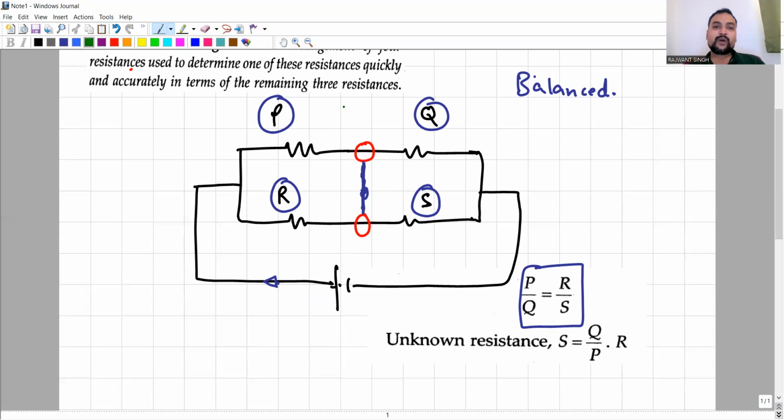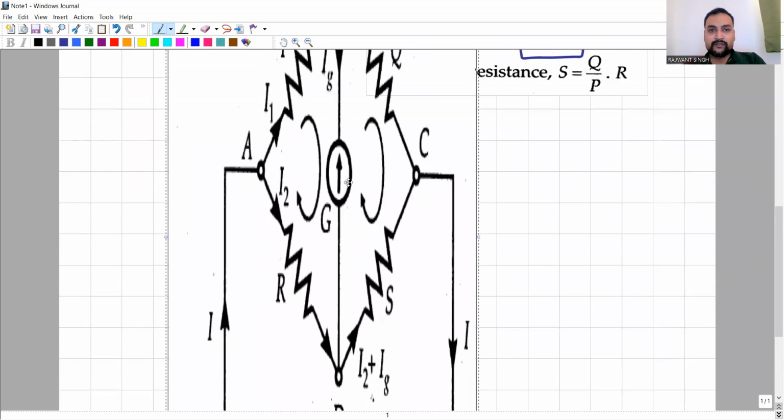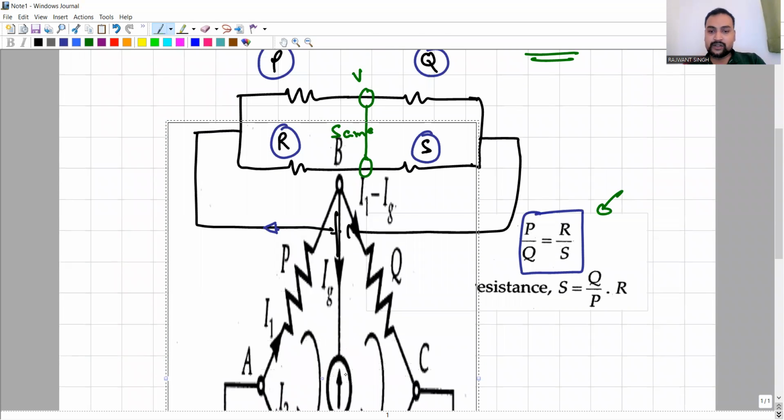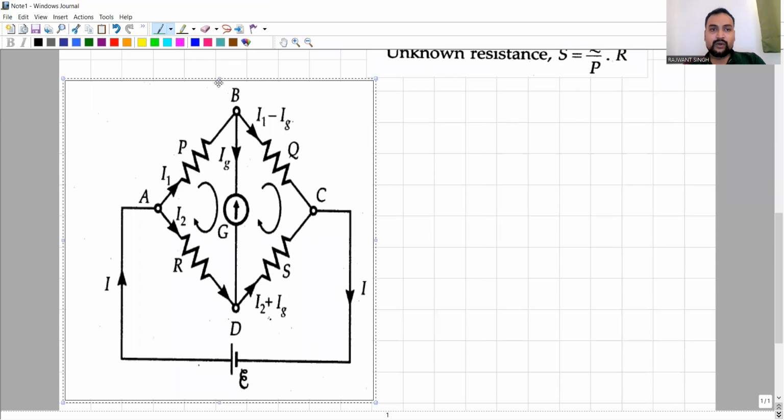You can also conclude that the potential of this point and the potential of this point are the same. Why? Because there is no current flowing between these two points. If the ratios are matching like this, then no current is going to flow and this will be a balanced condition. Now, let us derive the expression and find out why it is a balanced condition. Hopefully by now you already know Kirchhoff's law. So we are going to use Kirchhoff's law here and write the circuit loop equations.